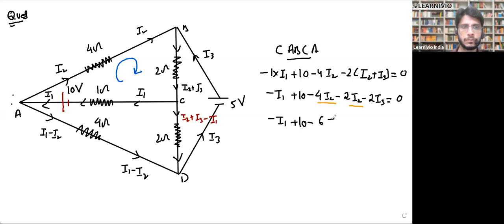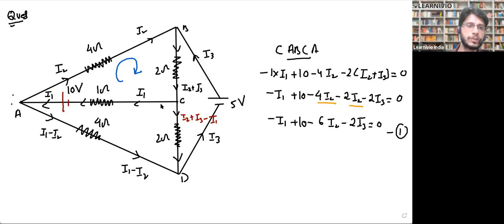So we are going along the direction of current. If we are going in the direction of current, then the voltage drop is negative. If we are going in a direction opposite to that of current, then the voltage drop would be positive. It's my choice how I move in this loop. What we are doing is adding all the voltages. The sum of all the voltages in a closed loop is 0. That's Kirchhoff's voltage law. So minus 6I2 minus 2I3 is equal to 0. That's my first equation.